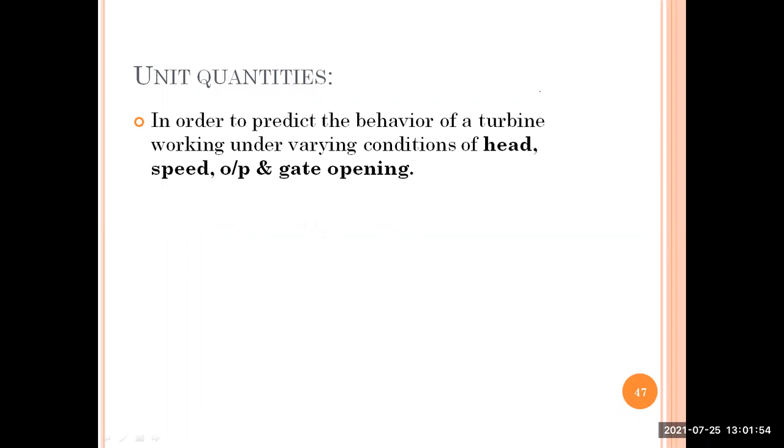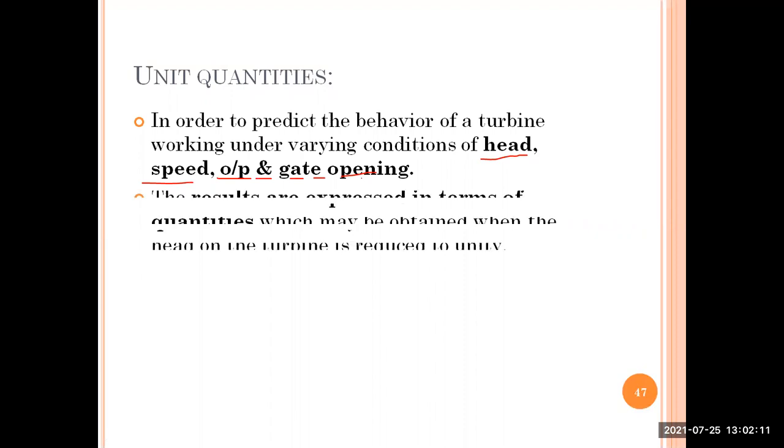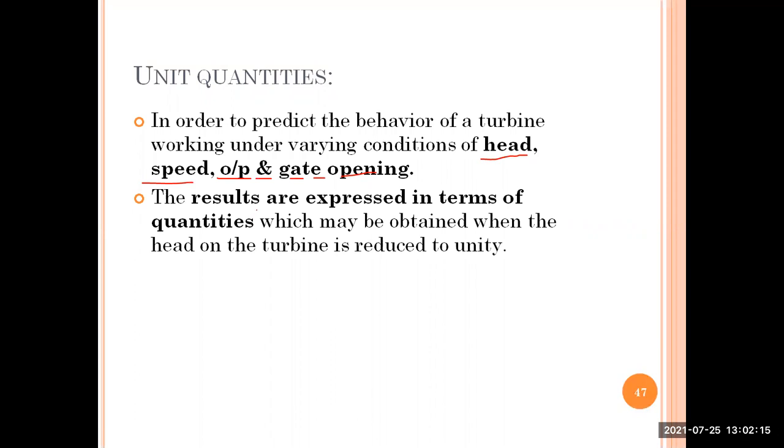Unit quantities are very essential to predict the performance of the turbine under various conditions like varying head, varying speed, varying output and gate opening conditions. They are used to check the performance of a turbine, and those behaviors or the performance are expressed in terms of a quantity.